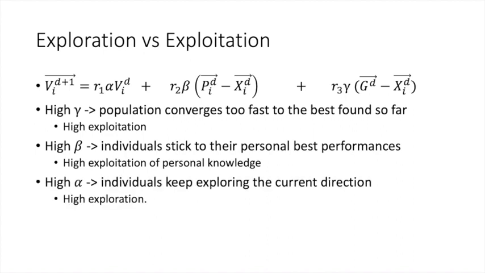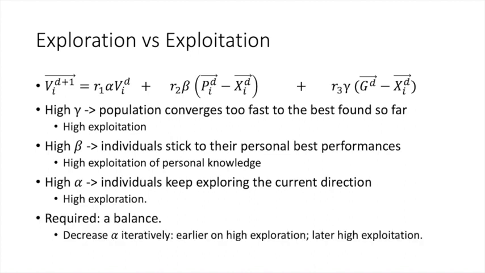Finally, a high alpha means each particle is encouraged to go its own merry way, and in this case, the algorithm is highly exploratory and may take a long time to converge. So what is required is a balance. A popular strategy is to initially keep alpha a little high, but gradually bring it down in each iteration to allow the swarm to converge to a good solution.